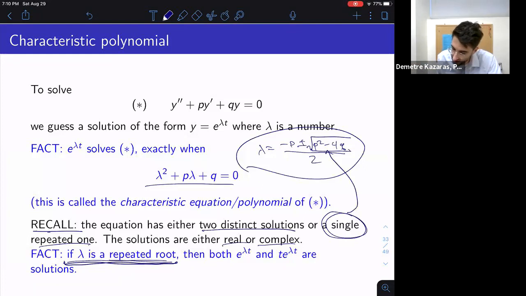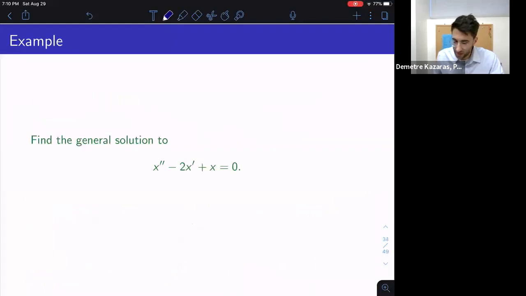Well, it turns out that when you multiply e to lambda t by t, that will also be a solution in this situation. So when lambda is a repeated root, when you only have one root of the characteristic polynomial, then your two solutions will be e to the lambda t and t e to the lambda t. I can explain why that is in the class. Okay, so let's run that game plan here.